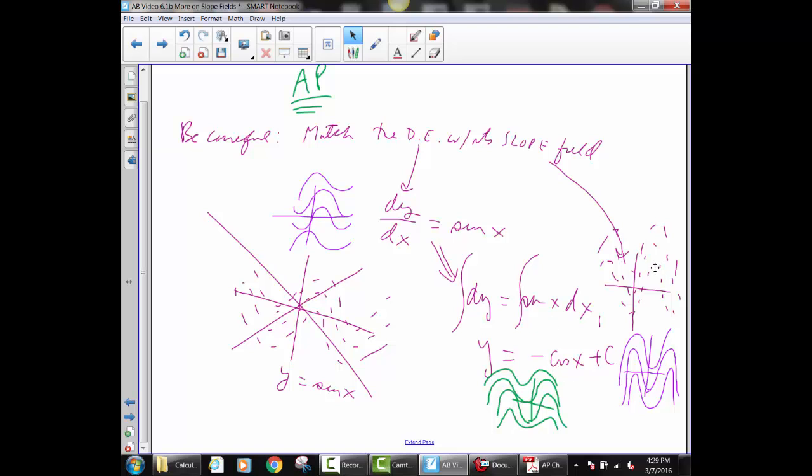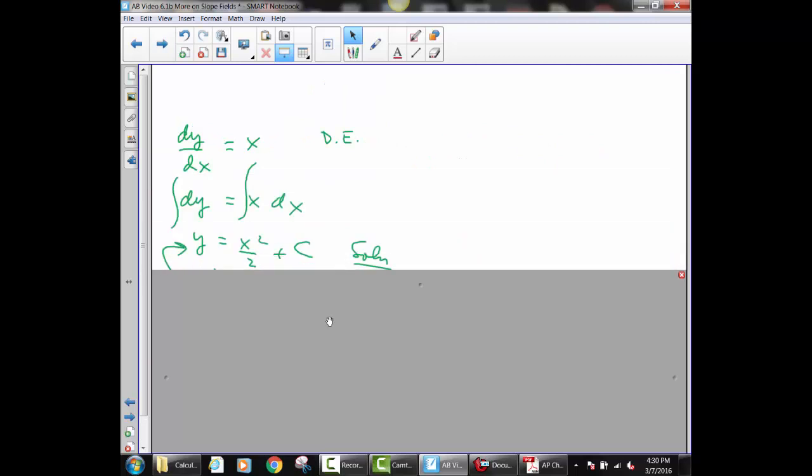Of course, you should know what the graph of y equals negative cosine x looks like, right? Because cosine x would start at the top, so you probably think of it as this middle one here, okay? And then plus c, so it would look like that. So you'd pick one that looks more like this. So do be careful what you're looking at.